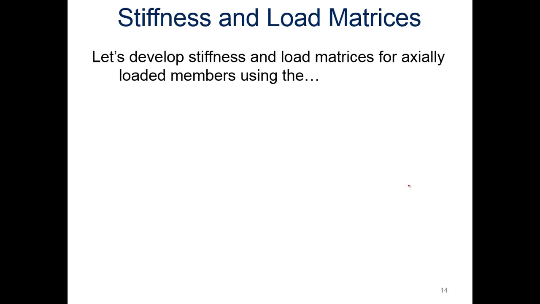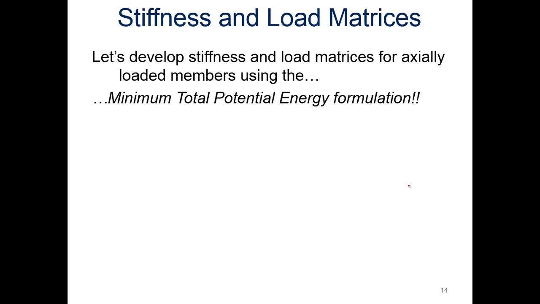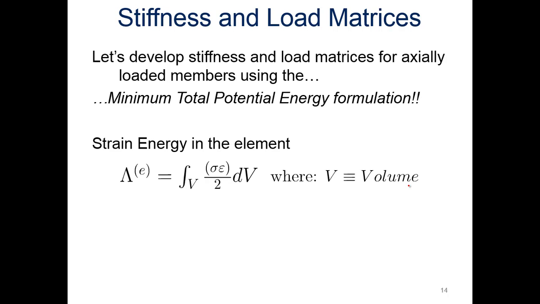All right, so let's look at our stiffnesses, develop our stiffness matrix and load matrices for axially loaded members using the minimum total potential energy formulation. What we need to do to accomplish the minimum total potential energy is to look at the strain energy. The strain energy is an integration over the volume of our stress times the strain over 2, where V is our volume.